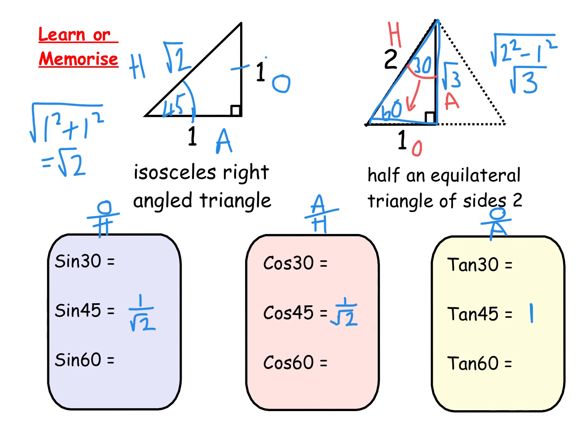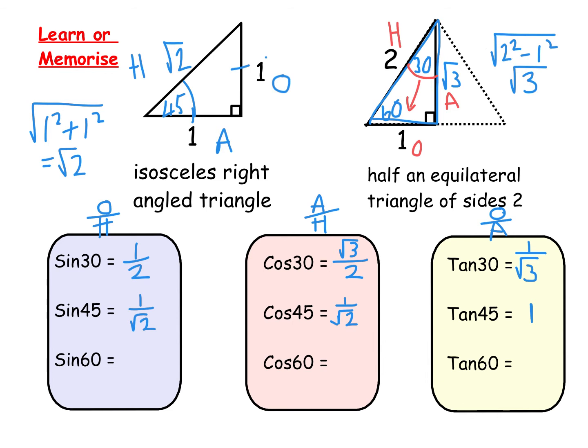So sine of 30 would be opposite over hypotenuse, so 1 over 2. So sine 30 is a half. Cos 30 would be A over H, so root 3 over 2. And tan of 30 would be opposite over adjacent, so 1 over root 3.